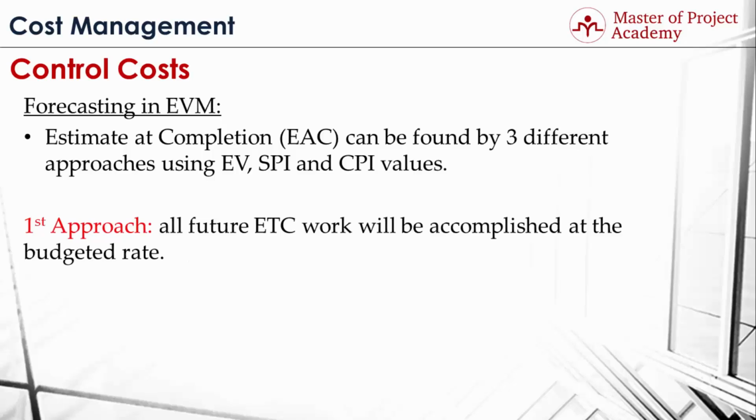In the first approach, all future remaining work in the project is assumed to cost as planned in the beginning, and the cost of this remaining work is found by subtracting the earned value achieved till now from the budget at completion value. This is summed up with the actual cost to find the total estimate at completion value. In summary, estimate at completion is the sum of budget at completion minus earned value, and the actual cost incurred till now.